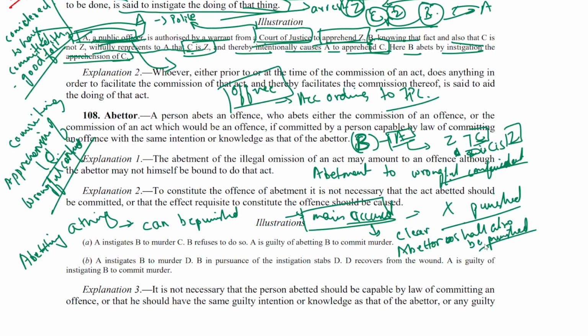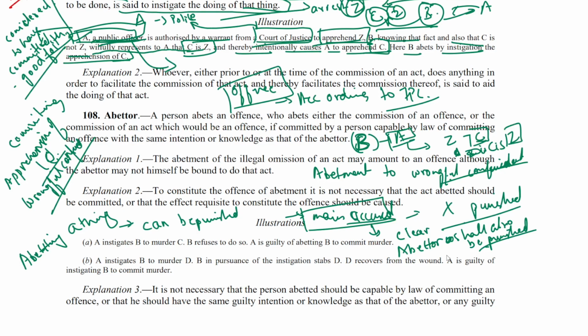So there are chances that, in the illustration I have just given you, the public officer will not be convicted of an offense because he has done the work in good faith. Rather, B will be convicted of abetment of wrongful confinement because he intentionally and willfully represented C as Z, and because of that willful intention, C was wrongfully confined. Understood? That is very important for you to understand.